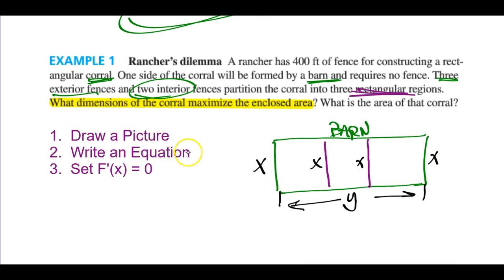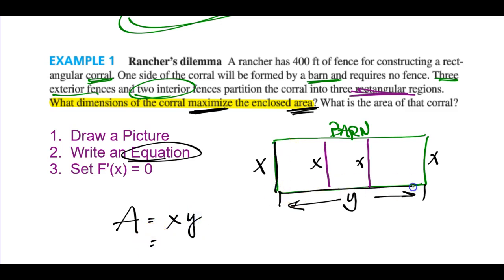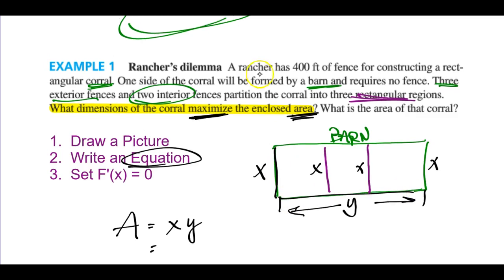So the next thing I want to do after you draw a picture and have it labeled, I want to look for an equation. I noticed we're trying to maximize the area, so the area of this rectangle is xy, length times width. I also noticed that I've got 400 feet of fencing, so I could write all of this red, which is my 4x's plus a y has to equal 400.